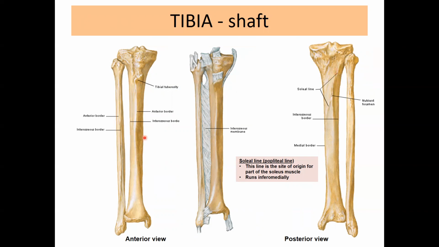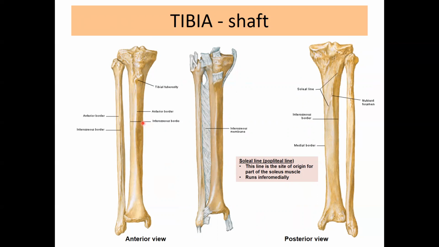Okay, let's go to the anterior first. This is the anterior border of the shaft of the tibia. The anterior border is actually the part of the leg that can be palpated. Palpated means you will touch it. I can touch this directly, the anterior border, because in between the bone and the skin there are no muscles, so you can directly touch this anterior border of the shaft of the tibia.